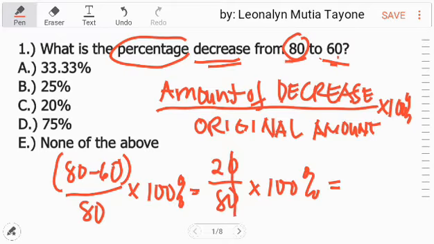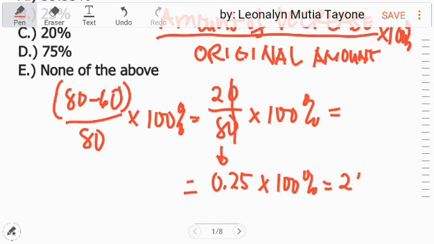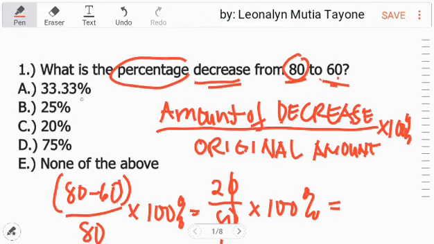Pwede mo ma-cancel out mo yan. Or 20 divided by 80 or 2 divided by 8 or this is also equivalent to 1/4. That is 0.25. So, yan yung equivalent dyan. 0.25 times 100%, that is 25%. So, ang sagot dito ay letter B.